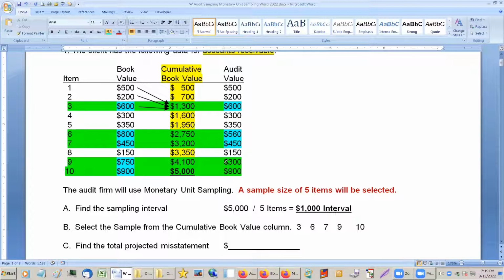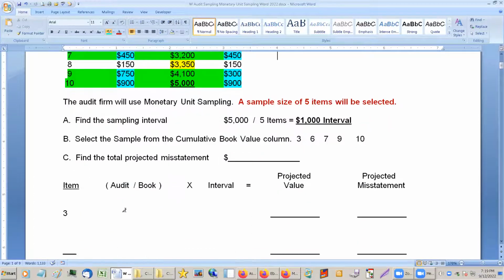And basically, we use it as a ratio. It's sort of like a ratio of $1. Now you notice at number 3, the book value and the audit value are the same. So as you'd expect, there's not a problem with that one. So we'll say 600.